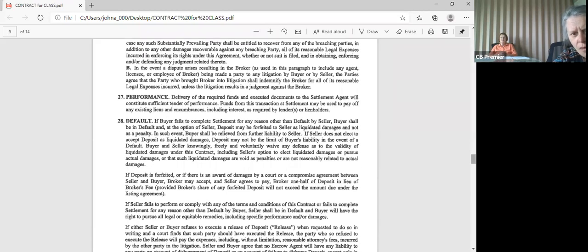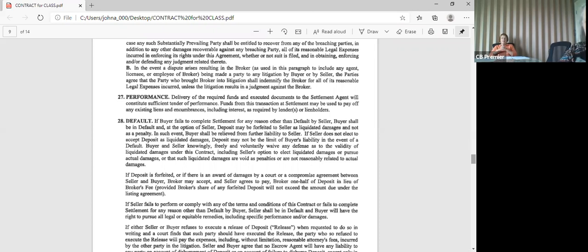It says there, in the event a dispute arises resulting in the broker, to include any agent, licensee, or employee of broker, being made a party to any litigation by buyer or seller, the parties agree that the party who brought the broker into the litigation shall indemnify the broker for all its reasonable legal expenses incurred unless the litigation results in a judgment against the broker. So even if they pull you into it, they best have a good case against you. Okay. Because they're going to have to pay for it.